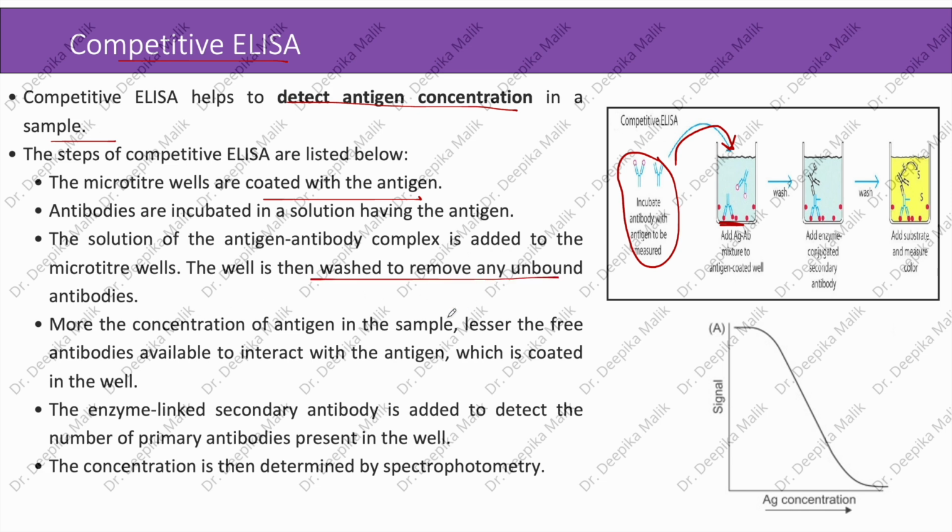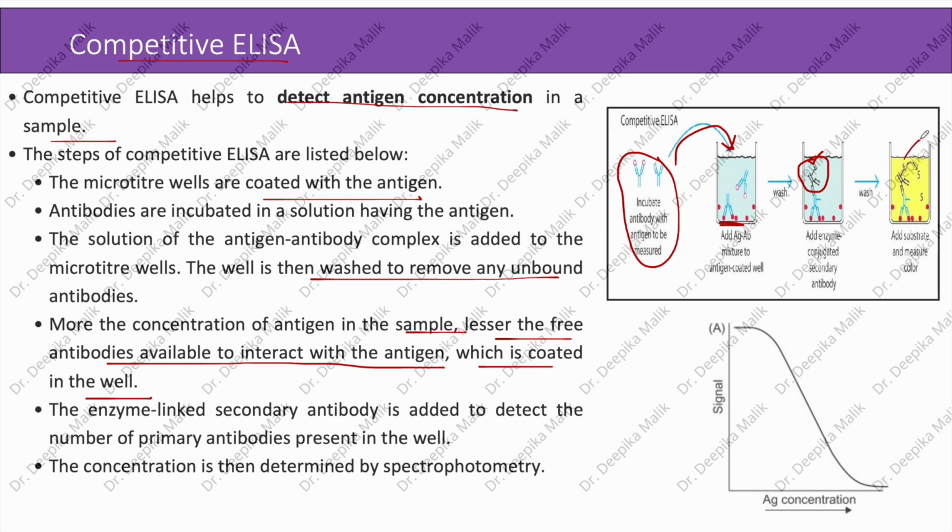The more the concentration of antigen in the sample, the fewer free antibodies are available to interact with the antigen coated in the well. The enzyme-linked secondary antibody is then added to detect the number of primary antibodies present in the well. The concentration is then determined by spectrophotometry.